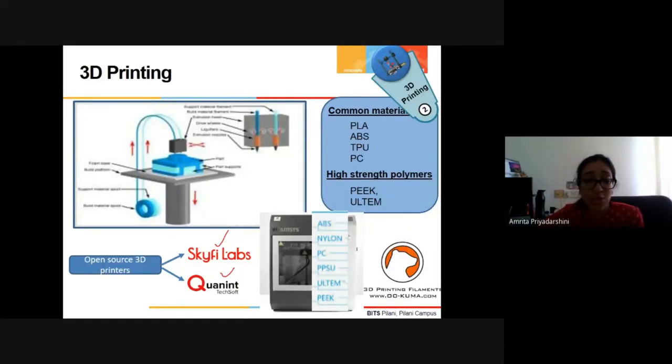As I said, one of the most commonly used is FDM. Apart from that, we have SLA, stereolithography. Again, there are different types of printing techniques, and every type of printing method has its own plus and minus. So depending upon our requirement, we have to choose a particular process and fabricate our things.